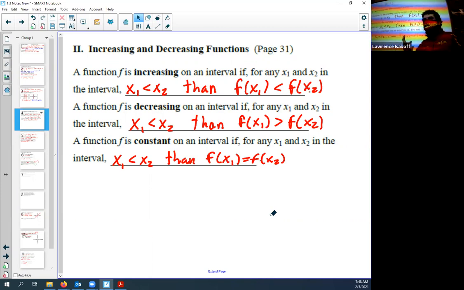So I know this is stated very formally mathematically here. I'm just trying to get you used to this because when you take calculus, you're going to see things written more formal like this mathematically, as opposed to just being like, oh, increasing, it's going up, decreasing, it's going down.